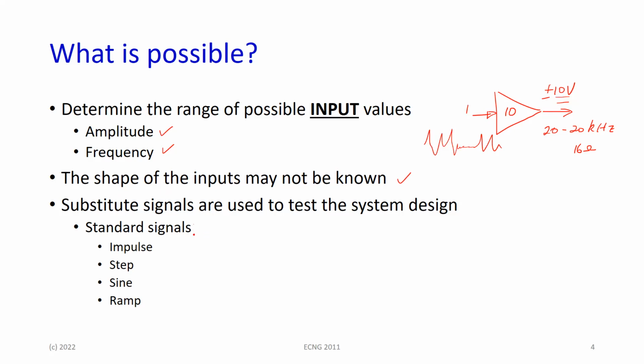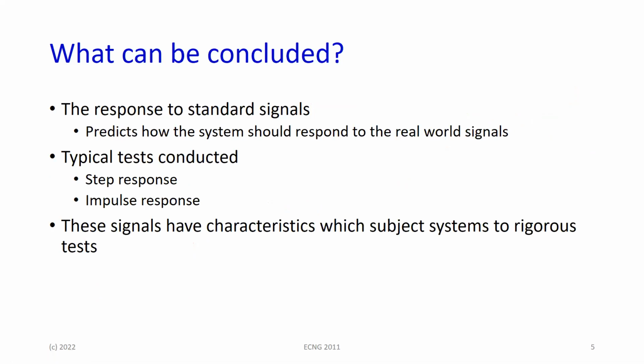So what we do is to substitute our test signals here. And as we go through this, we will see that what we do with these test signals is usually more than enough to figure out what the thing is going to do later on. Right? And what you conclude is, depending on how the response to the standard signal is, you could say with fair confidence how it's going to work in the real world. And more often than not, in our engineering world, there are two typical tests that we conduct on systems early on. One is a step response, and one is an impulse response.